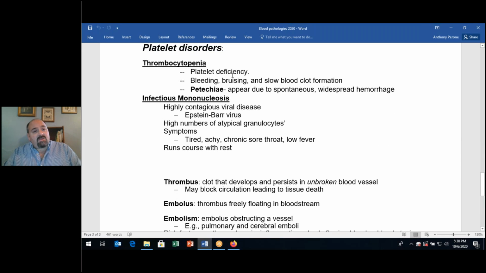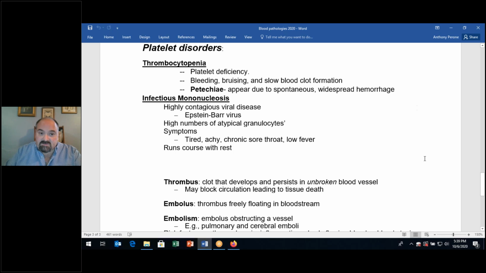Platelet disorders. So thrombocytopenia. I actually have a close friend who suffers with this, and it's of unknown etiology. Don't know why it happens, but it's a platelet deficiency. And this is a problem because if you damage any part of your body and there's bleeding, and you're not having enough thrombocytes, enough platelets, this can affect your blood clot formation. Petechiae, usually these appear due to spontaneous widespread hemorrhage.